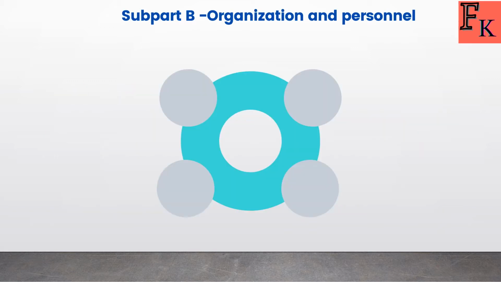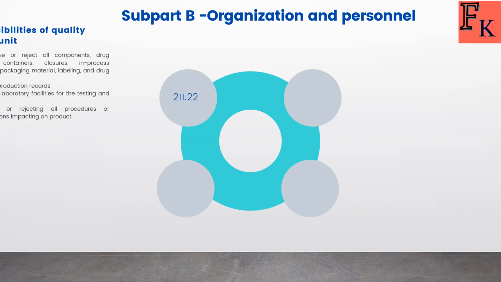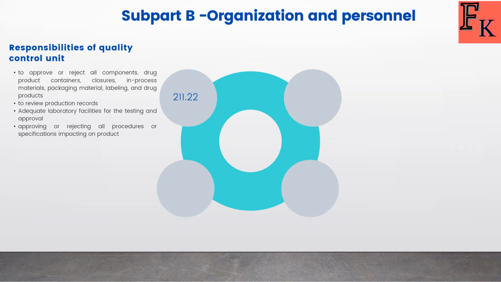Subpart B, organization and personnel. This subpart B is divided into four sections. The first section is 211.22, which is applicable to responsibilities of quality control unit. Here we will see the main responsibilities of the quality control unit: to approve or reject all components, drug product containers, closures, in-process material, packaging material, labeling, and drug products. Second is to review production records. Without review of production records, the quality control unit will not release the batch for the market.